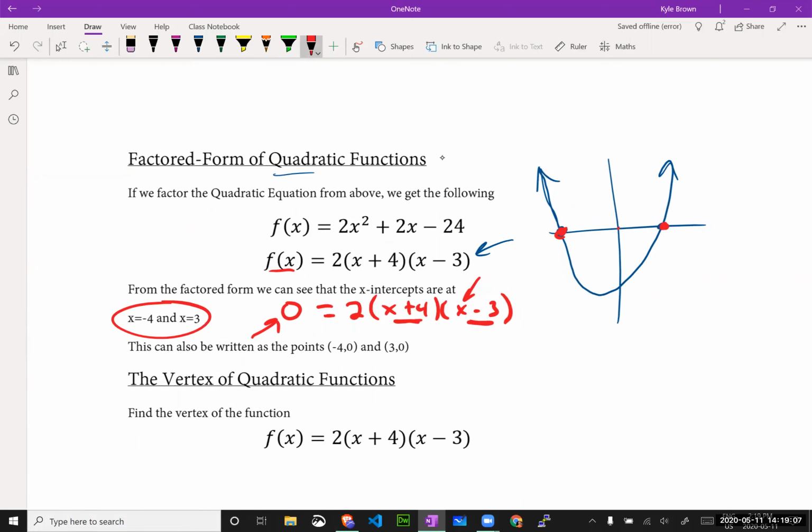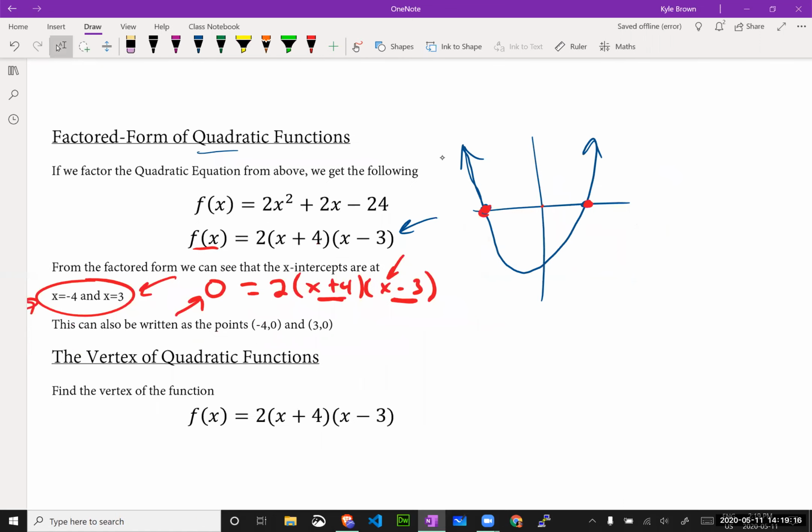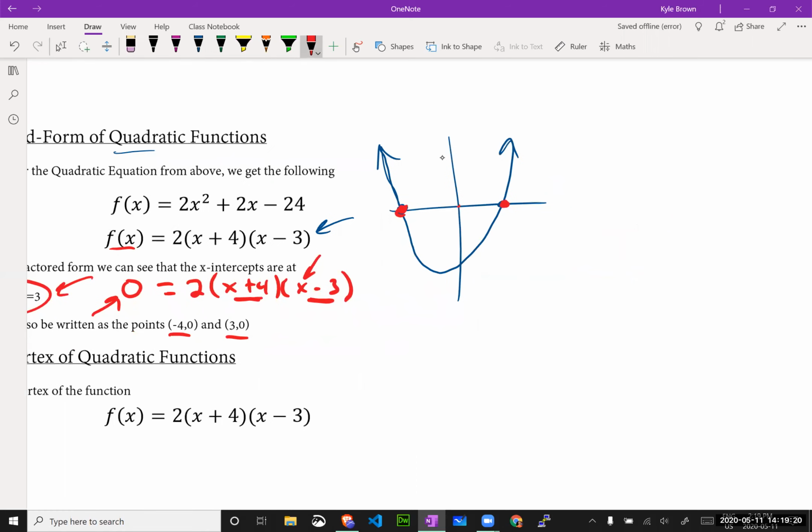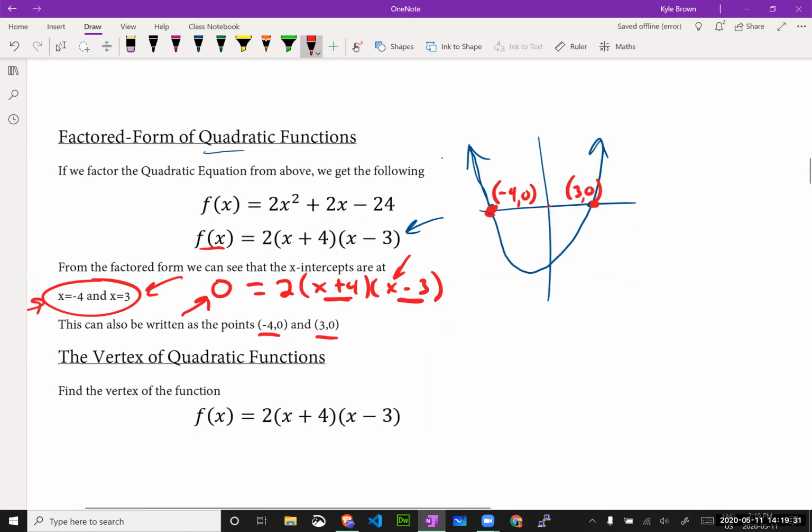In your assessment, you'll see that sometimes it'll ask, okay, x is equal to something. So that's true, right? You solve for it that way. But another way is also just to write the points themselves, right? Because these x-intercepts are actually points. This one would be the point (-4, 0), and this one would be the point (3, 0). Okay, so those are actual points that you could write down.